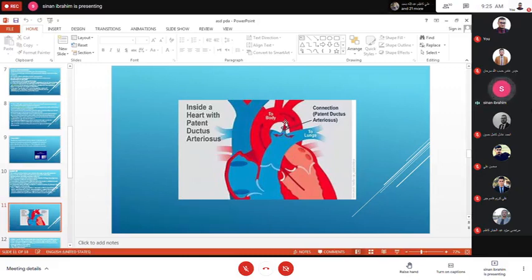Previously, this procedure was done by midsternotomy. Now it is one of the simplest procedures. Usually the first procedure the intern will learn is to close the PDA, because it is one of the simplest procedures in the cath lab in congenital heart disease.